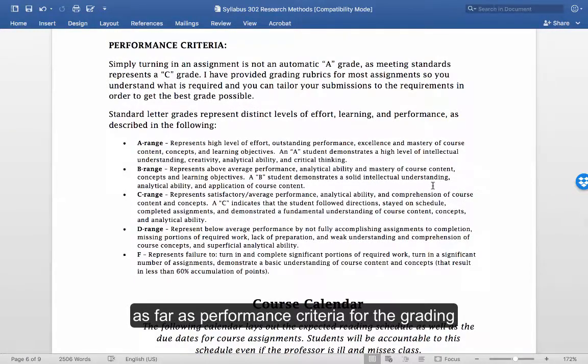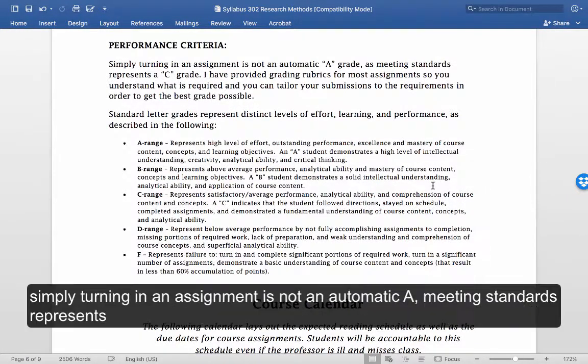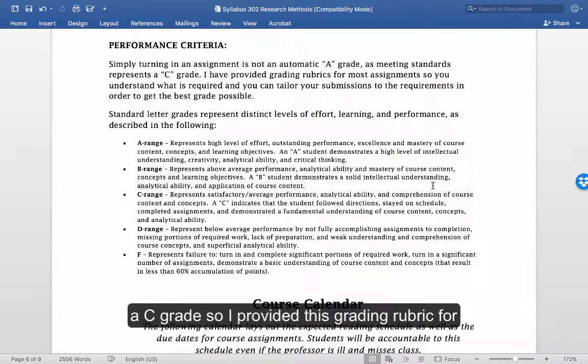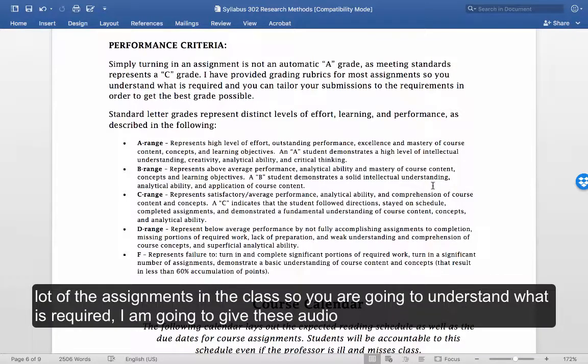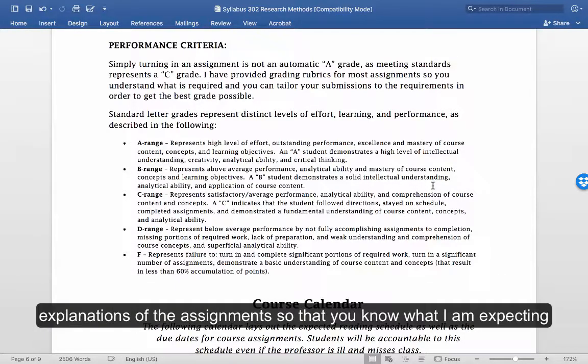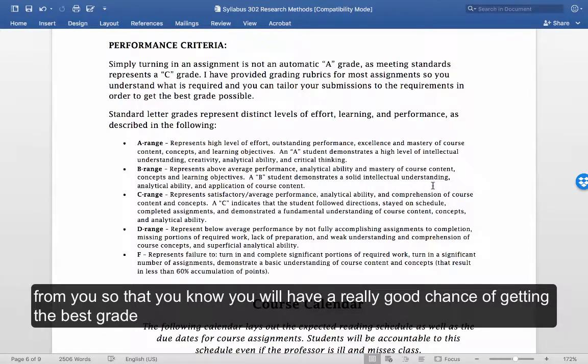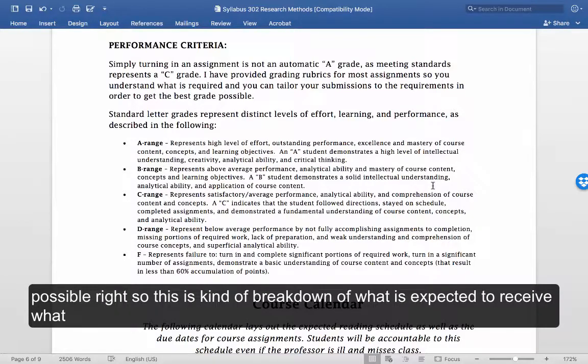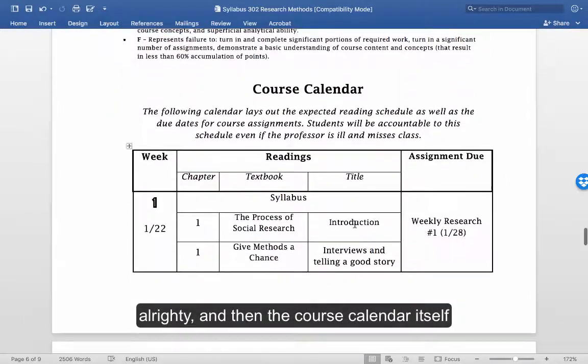As far as performance criteria for the grading, simply turning in an assignment is not an automatic A, right? Meeting standards represents a C grade. So I provided this grading rubric for a lot of the assignments in the class, so you're going to understand what's required. I'm going to give these audio explanations of the assignments so that you know what I'm expecting from you, so that you'll have a really good chance of getting the best grade possible, right? So this is kind of a breakdown of what's expected to receive what.